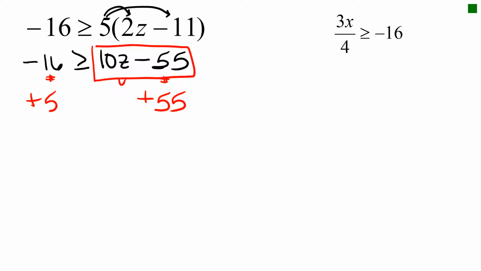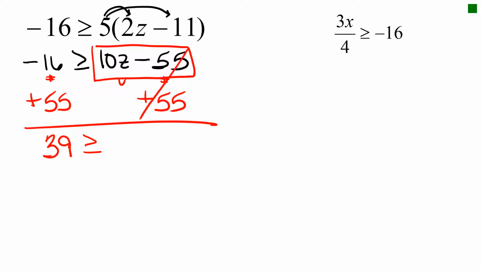I'm going to move the number term. Negative 16 plus 55. Well, I'm using my calculator, guys. I'm cheating. Negative 16 plus 55. Oh, sugar. Is 39. Oh, that would have been easier to use my fingers. 39 is greater than or equal to 10z.